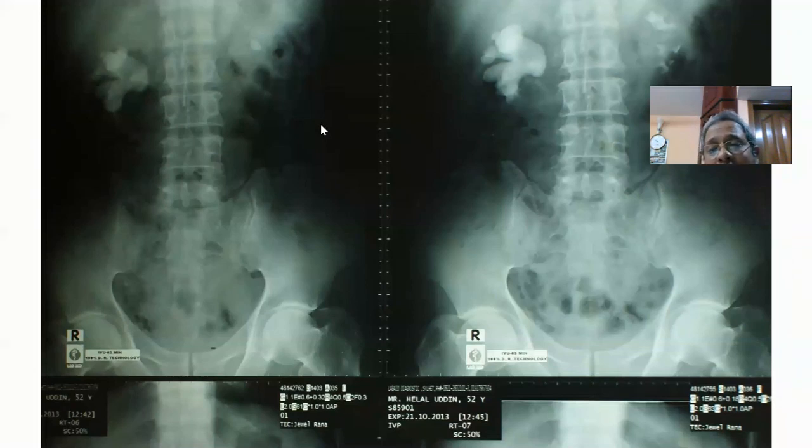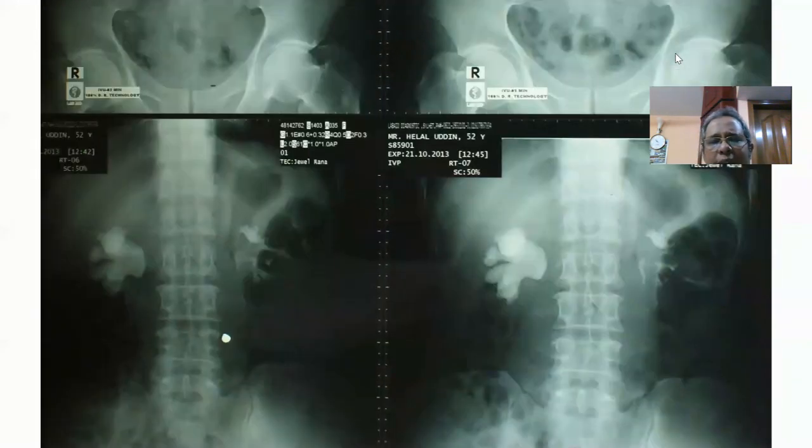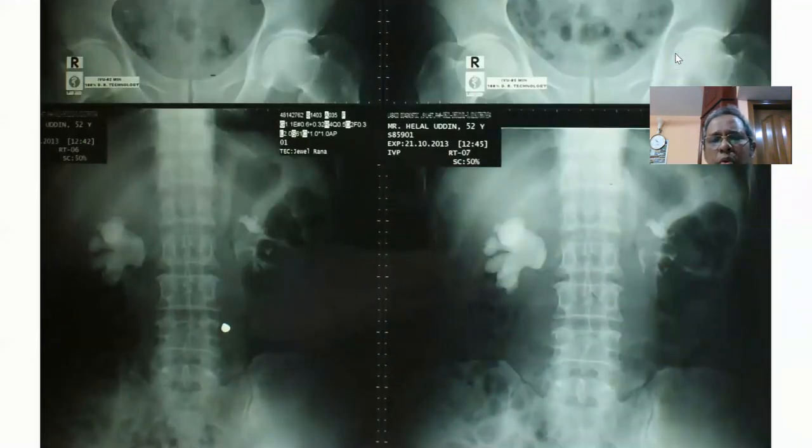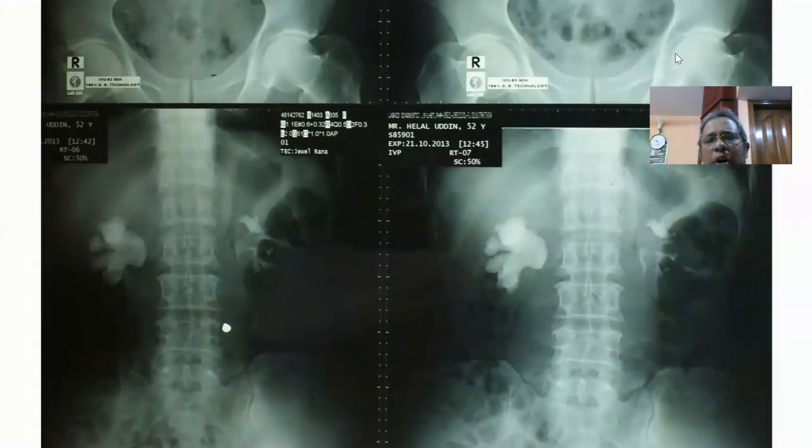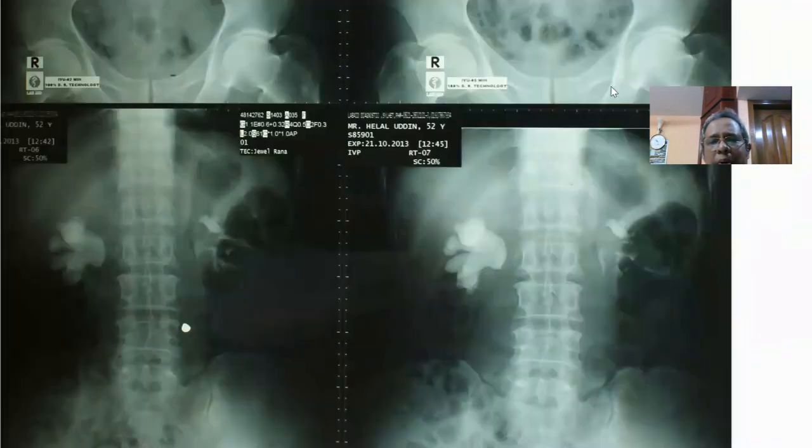So immediately the nephrons take up the dye, and that picture is called the nephrogram phase. Then whenever the pelvis is visualized, it is the pyelographic phase, then the ureter is visualized, then the bladder region. Whenever a late film is taken, the bladder is full. So a lot of films are taken: 5 minutes, 10 minutes, 15 minutes, 20 minutes, half an hour, 1 hour, 2 hours, 6 hours, 10 hours, 12 hours.